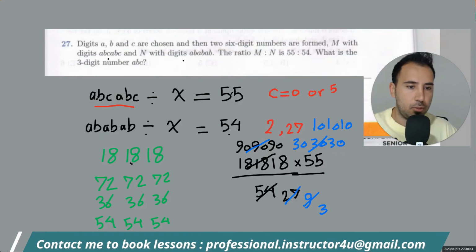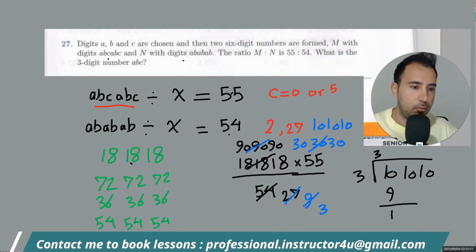Okay, so 1, 1, 0, 1, 0, 1, 0. Dividing it by 3, it will be 3. This would be 9, 1, 1. Again, 3.